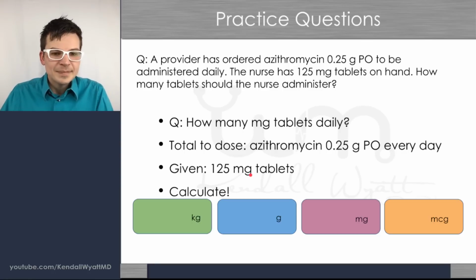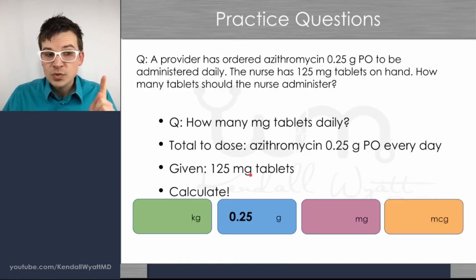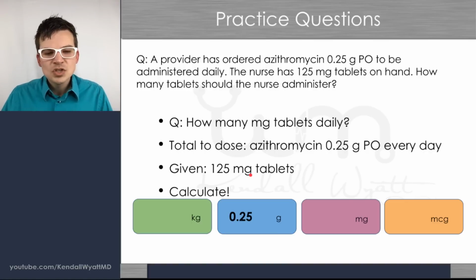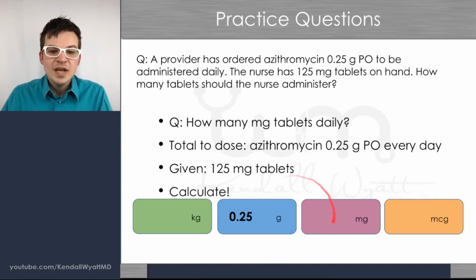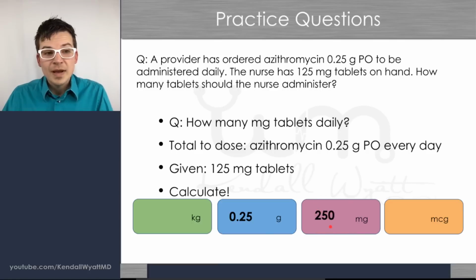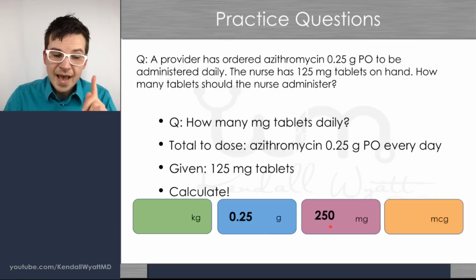So let's calculate it. 0.25 grams means nothing because you have 125 milligram tablets. So remember our little conversion, grams to milligrams. What are you going to do? Multiply by 1,000. Yep, we know you're screaming at the screen. And that equals 250 milligrams. So you need to give 250 milligrams every day.